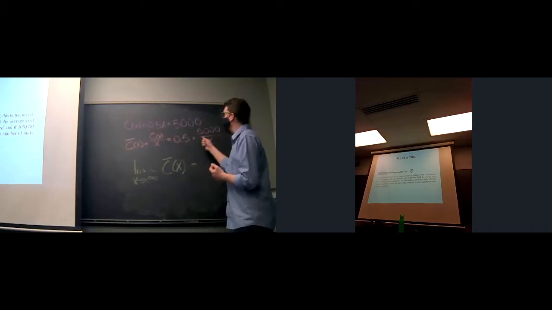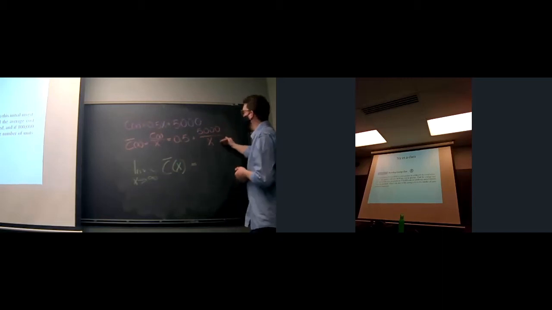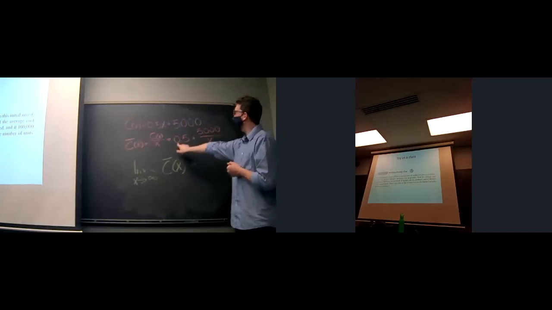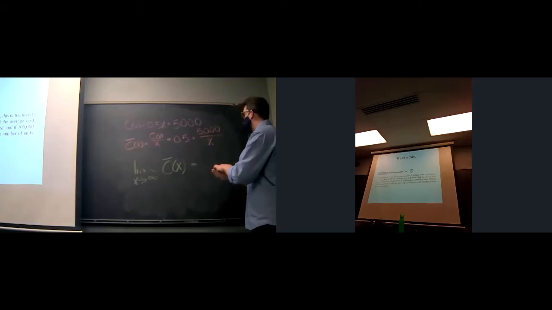Because what's going to happen is this thing's going to go to zero, right? This term, 5,000 divided by x, has to go to zero. And all we're going to be left with is this 0.5 term. So yeah, this has to go to 1/2.